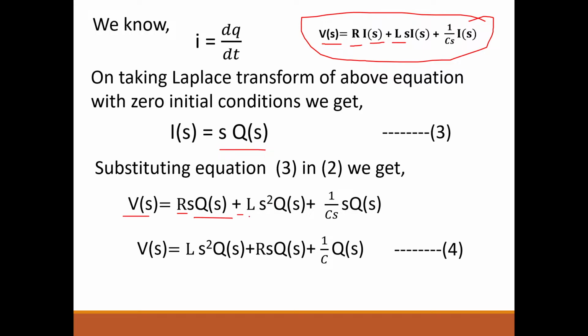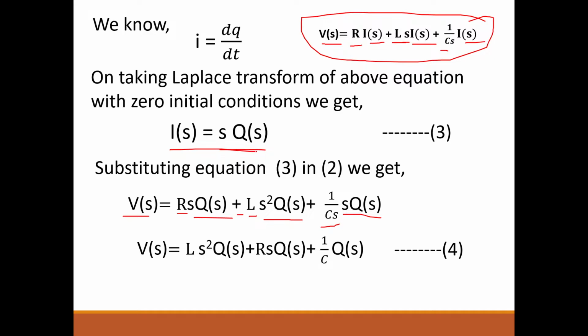Write L as it is, then s. Instead of I of s, what you should write is s Q of s. So s into s Q of s will become s square Q of s. Plus 1 by C s, you just write it as it is. Instead of I of s, write s Q of s. So this was the equation in the previous slide.